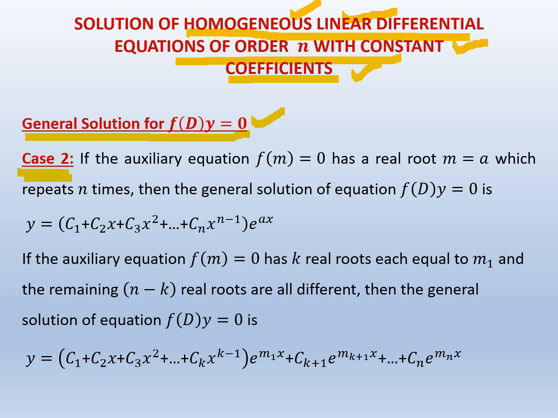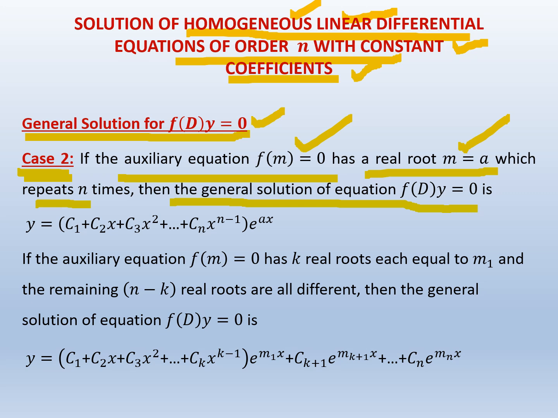In case 2, there are two types of observations. First one, if the auxiliary equation f(m) = 0 has a real root m = a which repeats n times. That is, all the roots of the auxiliary equation are equal to a. Then the general solution of the given differential equation f(D)y = 0 is y = (c1 + c2 x + c3 x^2 + ... + cn x^(n-1)) e^(ax).